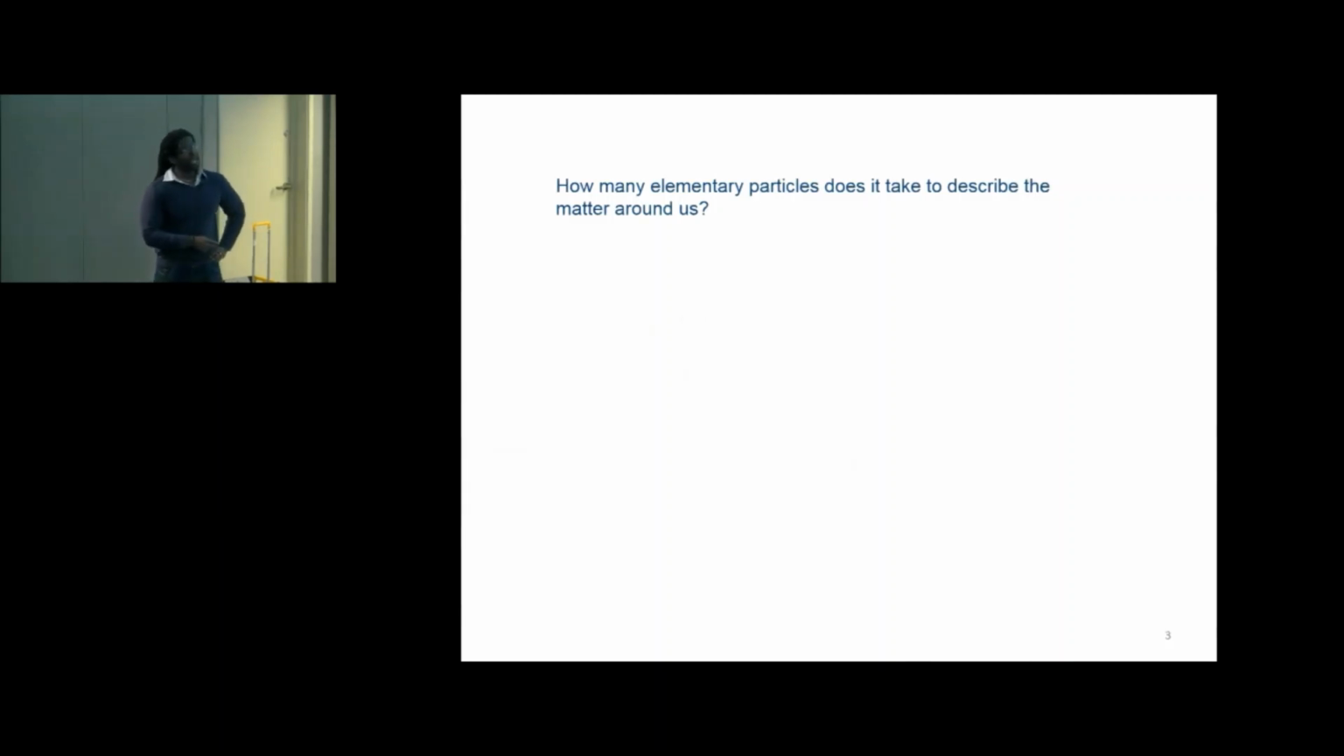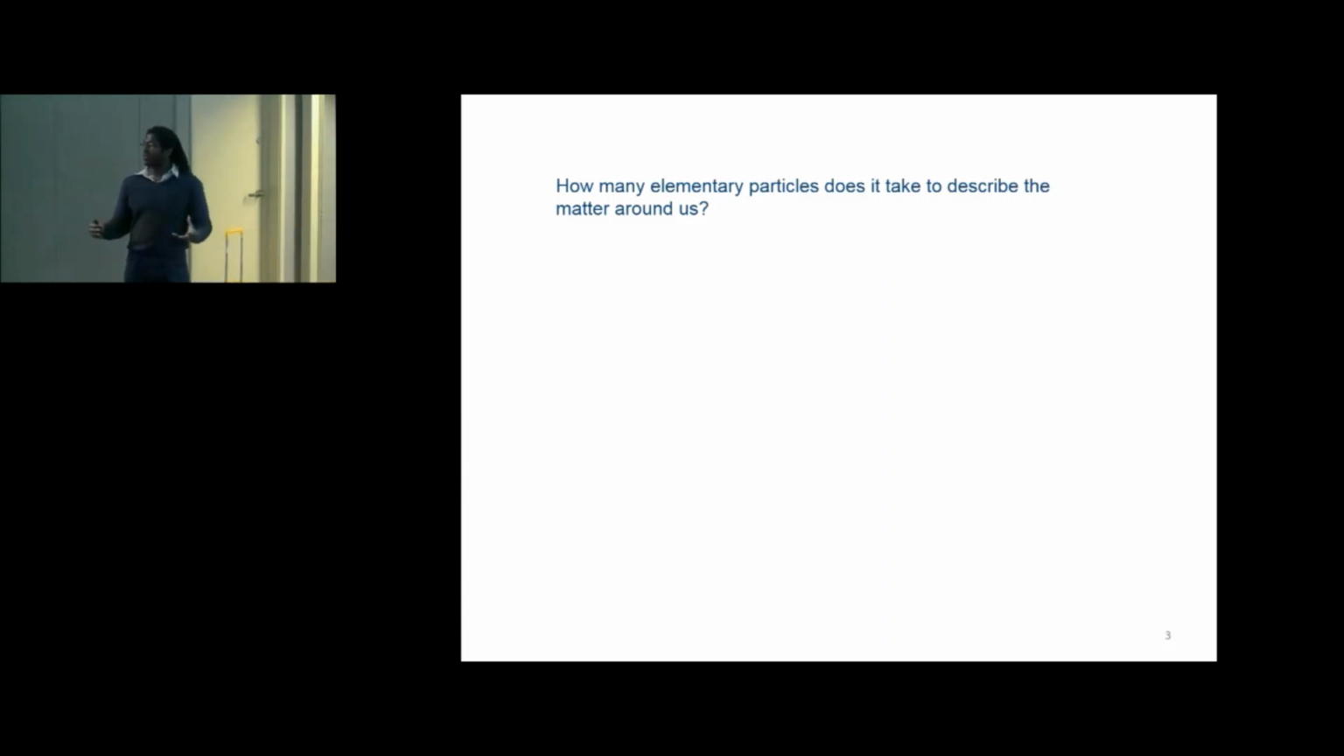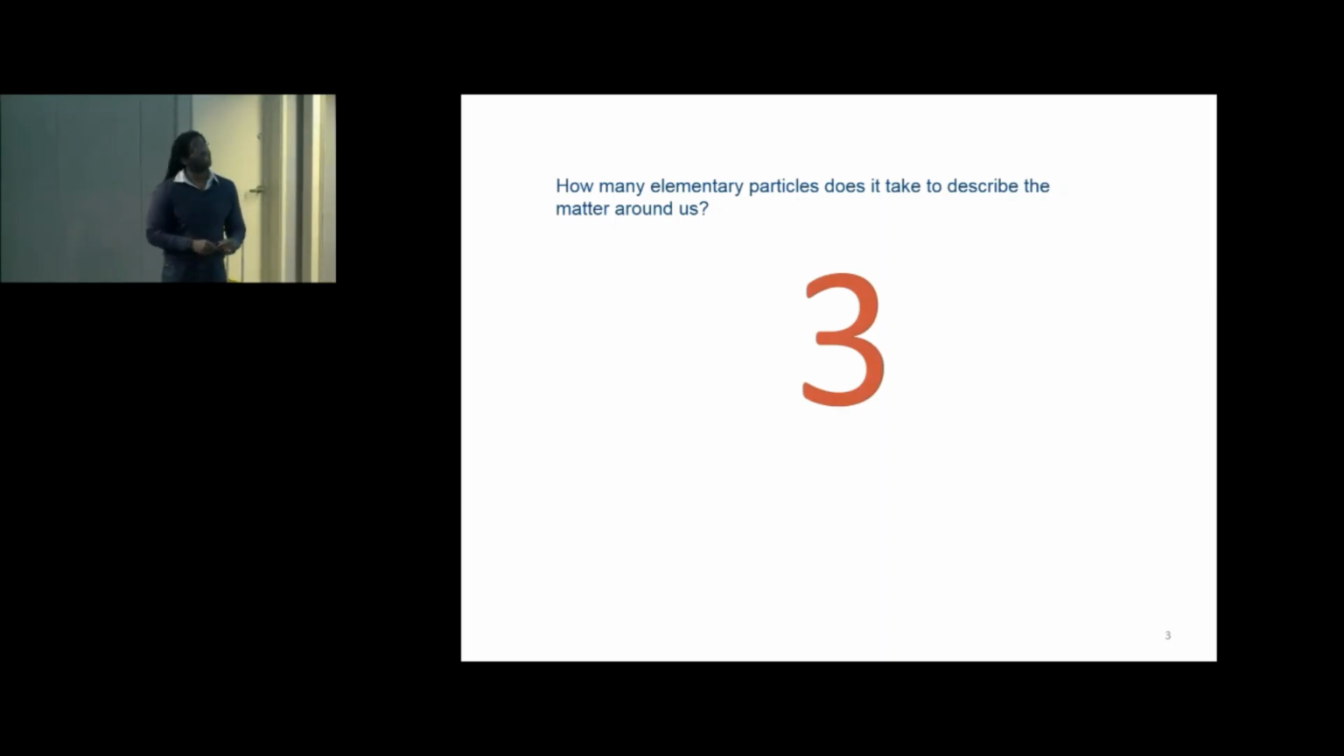The question is, how many elementary particles does it take to describe the matter around us? So all the matter around us, as far out as the universe that we observe, if I wanted to reconstruct that with distinct elementary particles, how many do you think it would need? Any ideas? Feel free to call out. Anyone? Okay. Very good. You could take 4, however, I'm arguing 3. So the 3 that I believe it will take, I will show you what I mean.